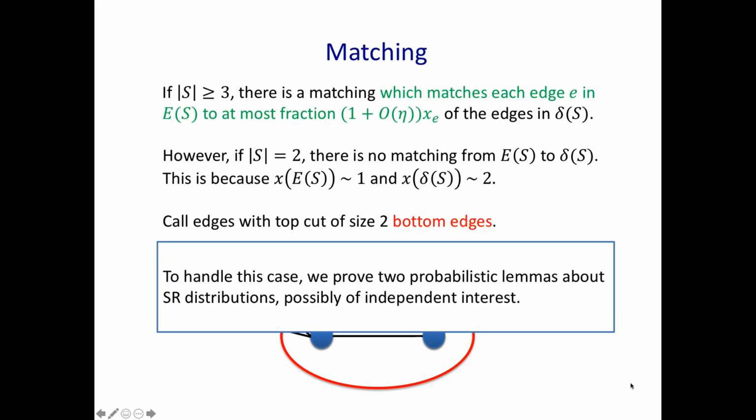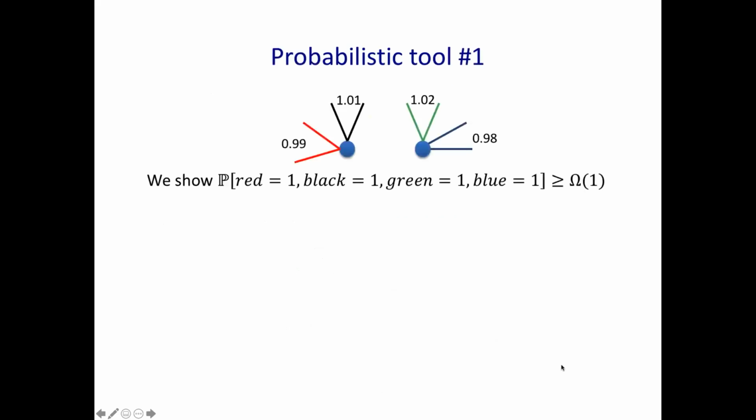And to handle this case, we proved 2 probabilistic lemmas about SR distributions, which are possibly of independent interest. We first proved that for any k disjoint sets, each with expectation close to 1, there's a constant probability that each set has intersection exactly 1 with the tree. So in this example, there's a constant probability each color has exactly 1 edge in the tree.